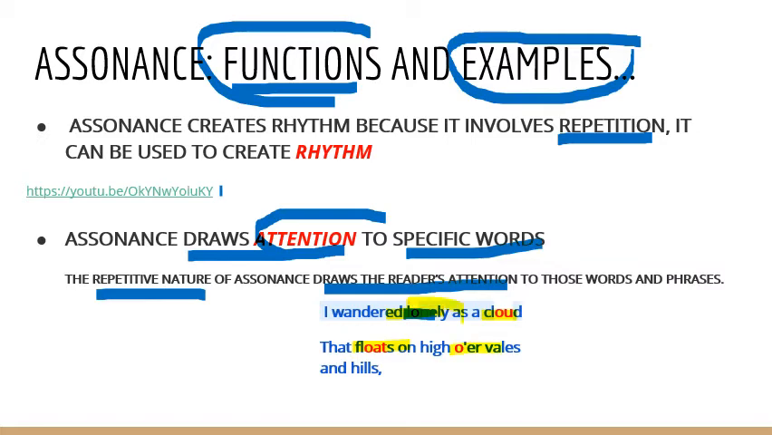So immediately in my mind, I'm going to link lonely, cloud, floating, over. And that is going to then all link me to the image of this cloud and how I feel like this lonely cloud that's floating over the sky. So sometimes assonance is used to draw specific words together that's going to create an image for me.